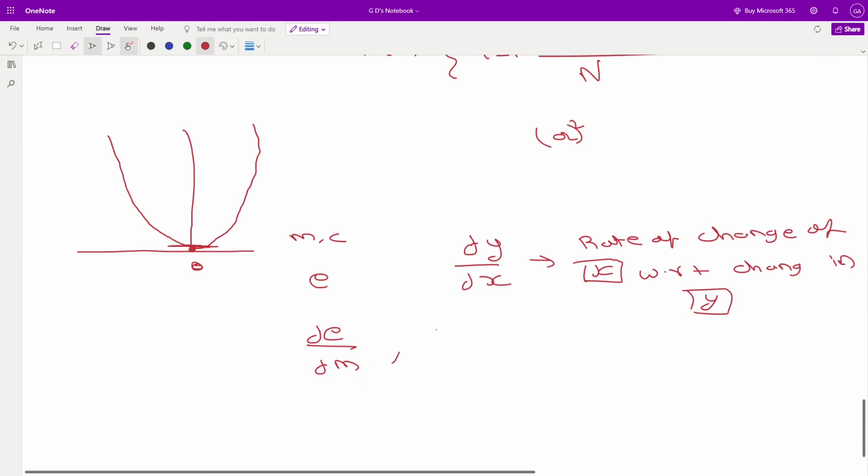And in the same way, the rate of change of error with respect to change in your constant, right? These are the two things we want to find out: the rate of change in error with respect to the rate of change of slope. And if you're able to find that out, you can find the minimum point.